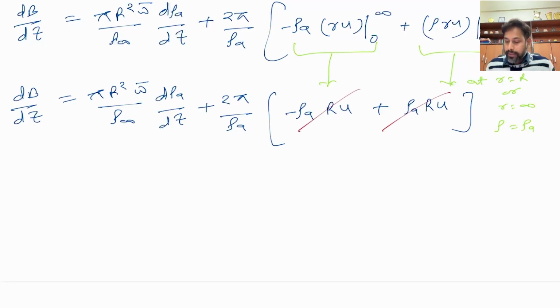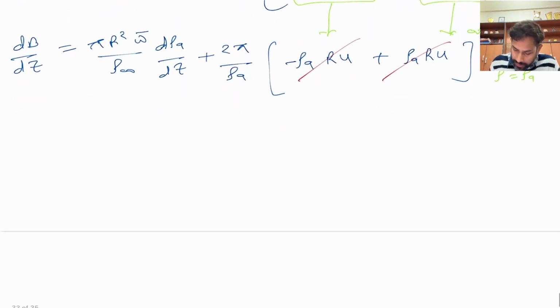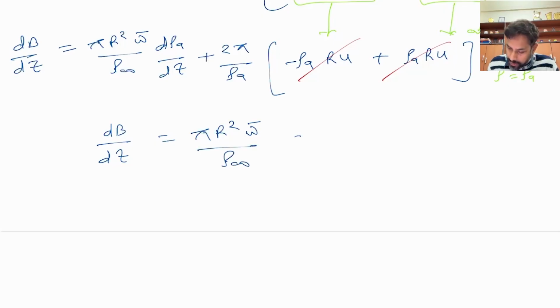So remember, we are able to do it because we applied Boussinesq approximation, otherwise we would not be able to do it. And there are many other ways to do it. You can also derive the same equation by considering solute transport equation rather than applying Boussinesq approximation. But eventually you will end up with this particular equation that we have written here. So this becomes dB by dz is equal to pi r square w bar over rho infinity d rho a by dz.